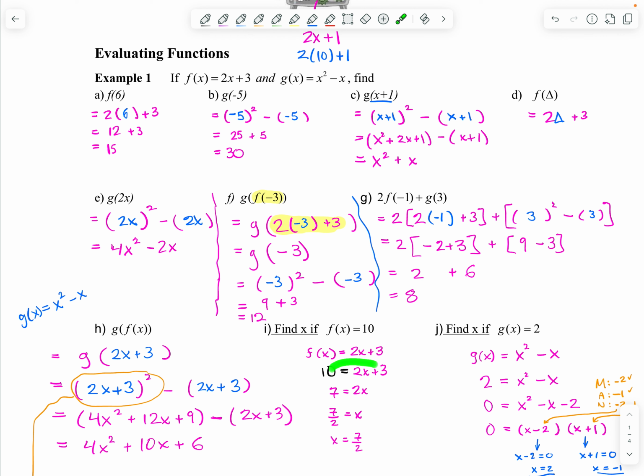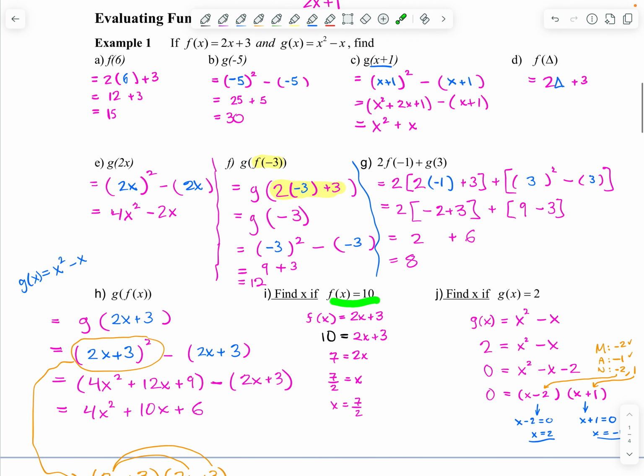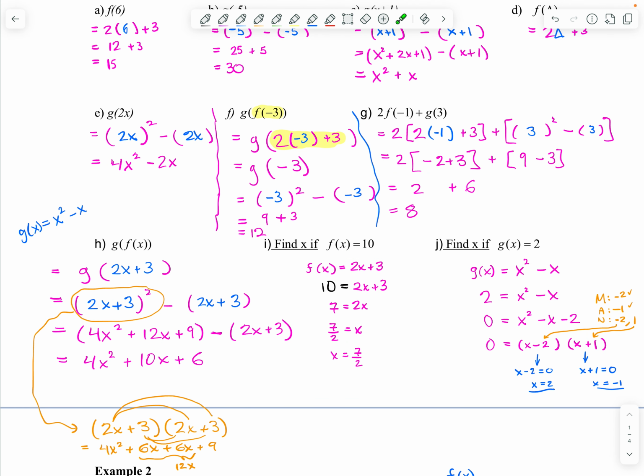You're going to subtract 3 from both sides and divide by 2, and you get the fraction 7 over 2. So when the input is 7 over 2, my function, which is this right here, will give me a y value, an output, of 10. That's what that represents. So it's always a relationship between input and output. It's a process.